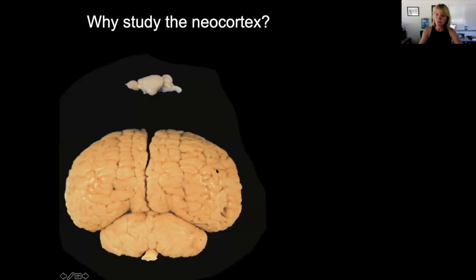So today I'm going to focus on the neocortex. And this is a back view of a bottlenose dolphin brain, and this is a side view of a little Australian marsupial called the native cat. They're not drawn to scale, but you can see that there's a huge difference in the size of the cortical sheet in this bottlenose dolphin compared to this little marsupial.